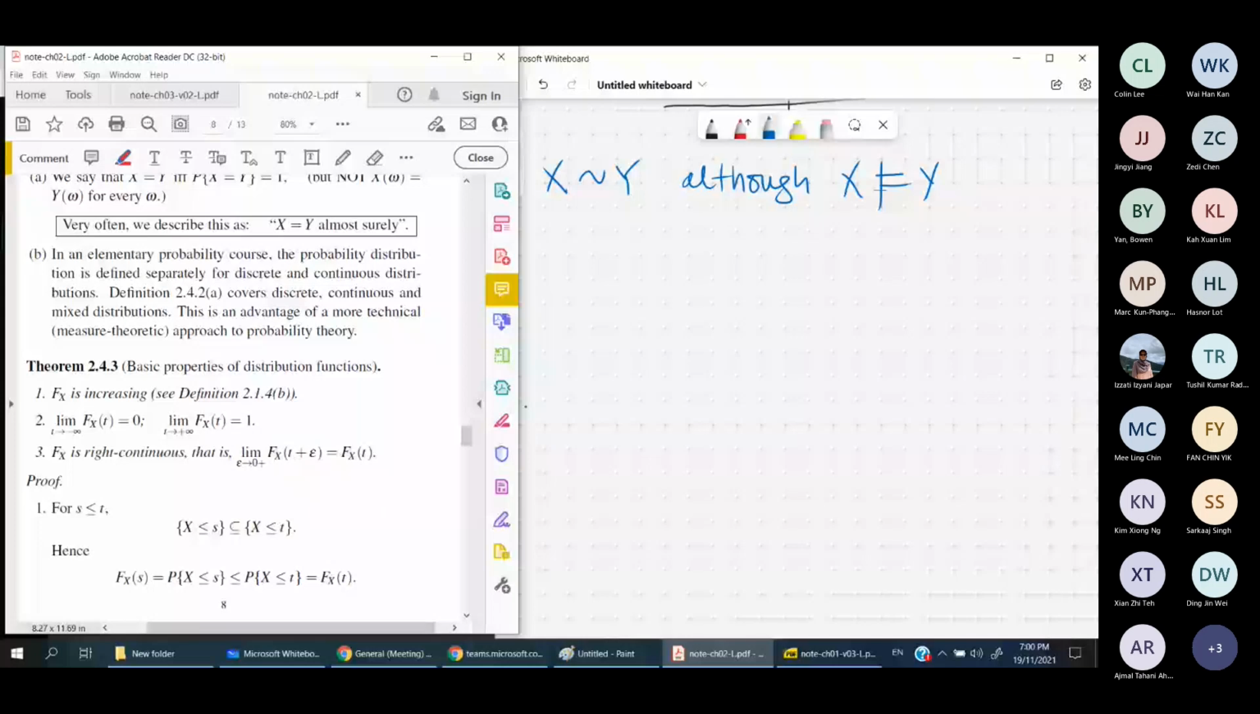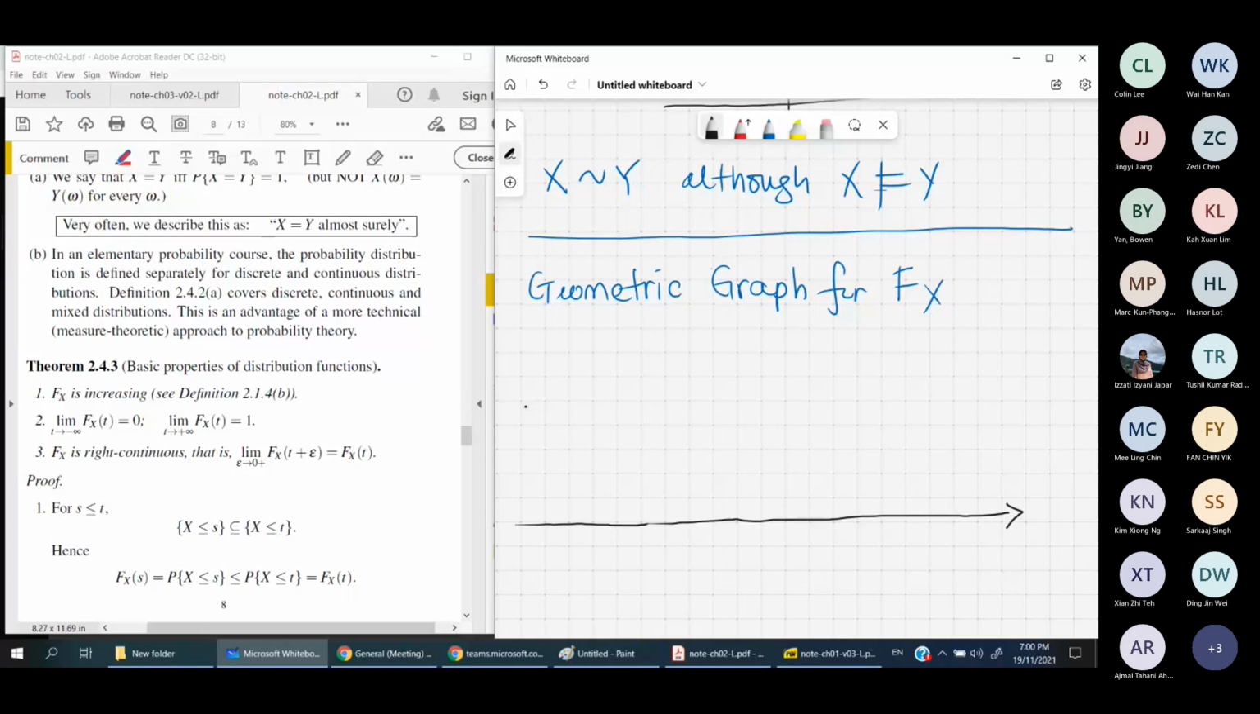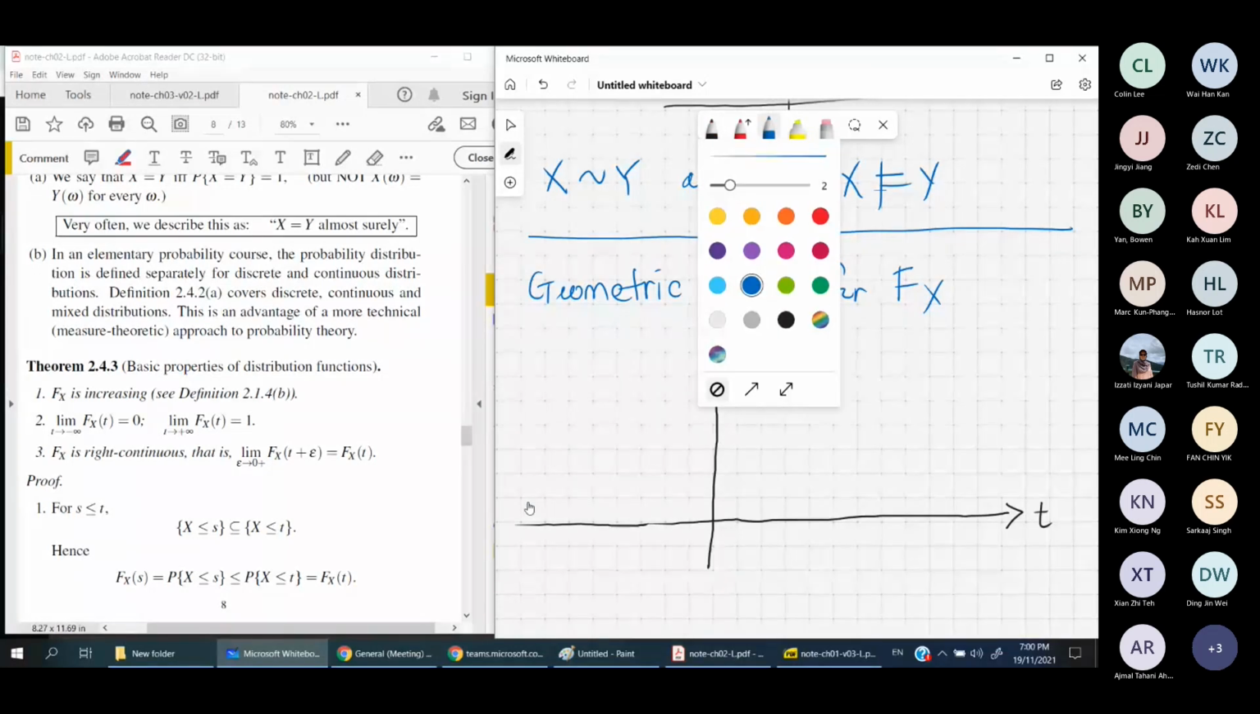Maybe I will draw a graph, which will be easier. Again, this is a function from R to R. Let's say this is the domain, t or x, and this is y. First of all, this is increasing, so the graph is always going up. And when you go to negative infinity it is 0. Maybe I just draw two lines first.